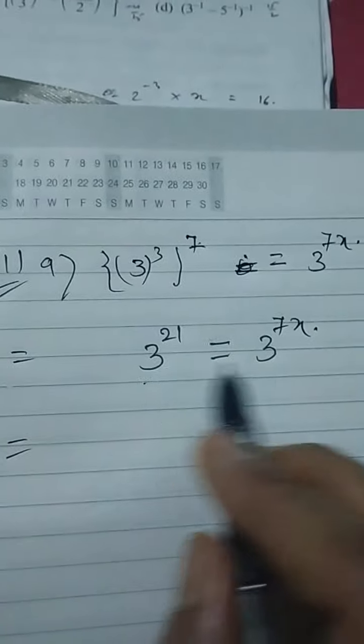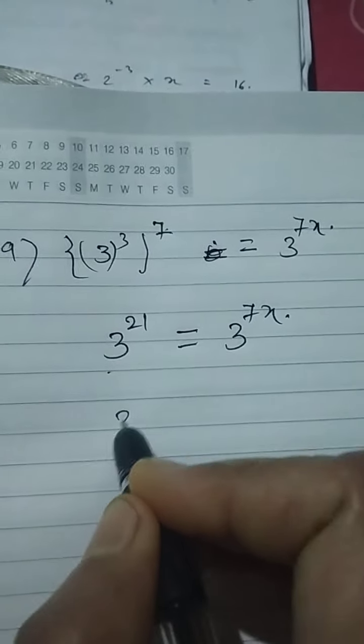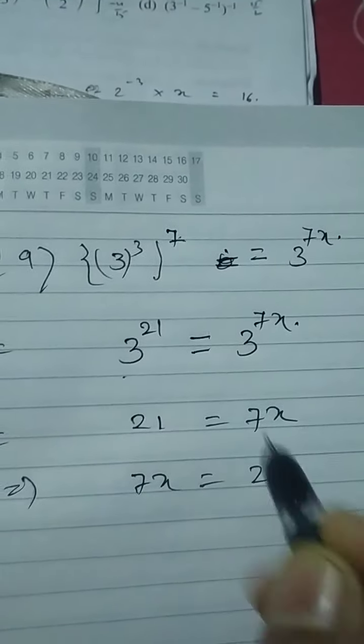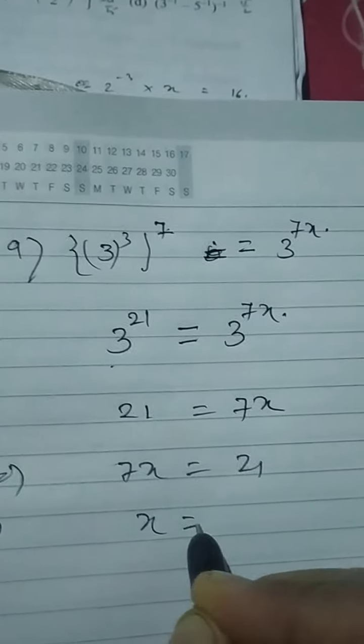As I told you, whenever the bases are same, we can equate the powers. So this is equal to this. 21 is equal to 7x, or you can write 7x is equal to 21. You can shift this one this side and this one this side. Now the x value you have to find.